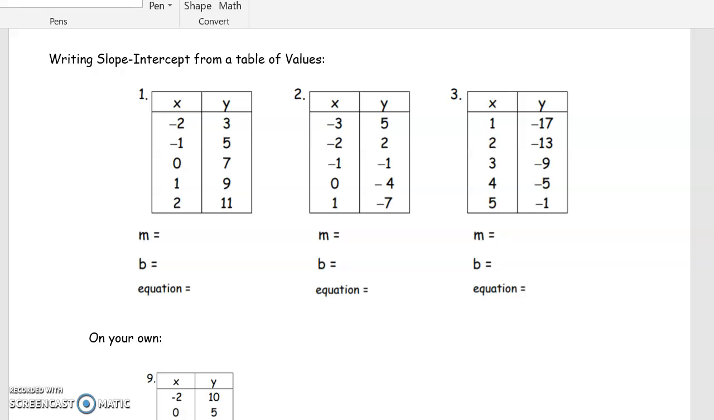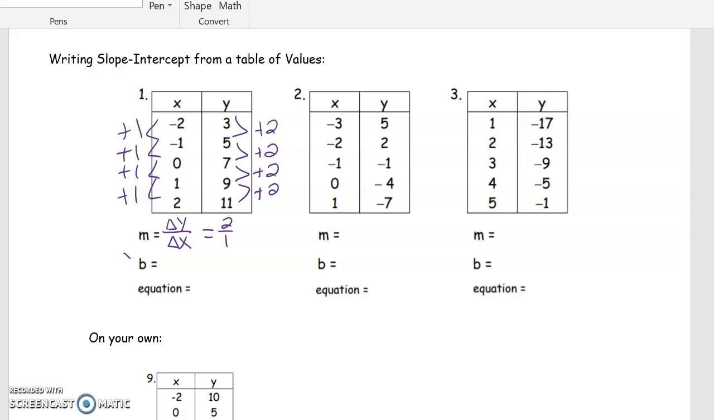Up until now, we've worked with finding the rate of change from a table. If you remember, our m is our change in y over our change in x, and we go down our tables. Our change in y here is +2 every time, and our change in x is +1 every time. So I would write that as a fraction. Change in y over change in x is 2 over 1.